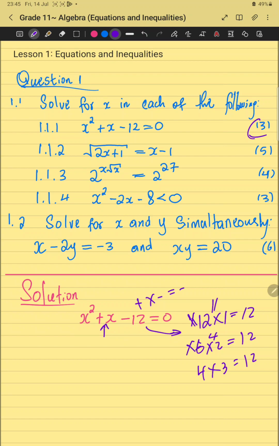Now let's take a look at the last one. 4 times 3 is 12, and 4 minus 3 is 1. So this one is going to work for us. That means 4 must be positive and 3 must be negative. Remember guys, the sign of the bigger number must be the same as the sign of the middle term when you are looking for the factors, right?